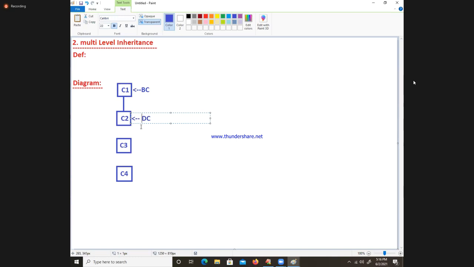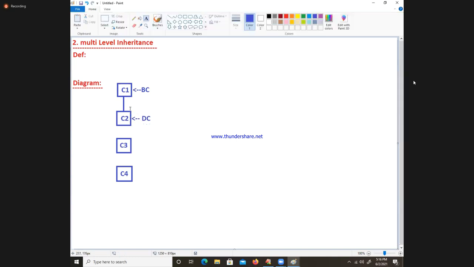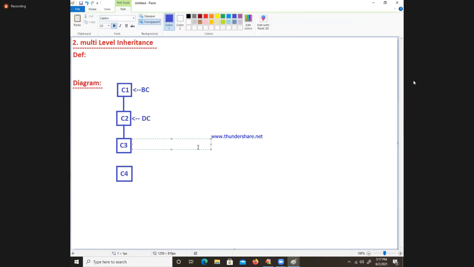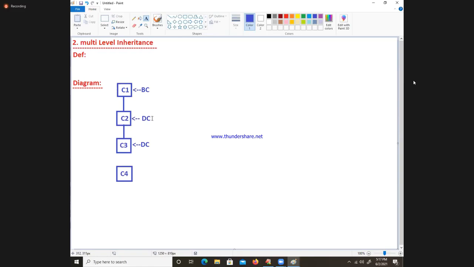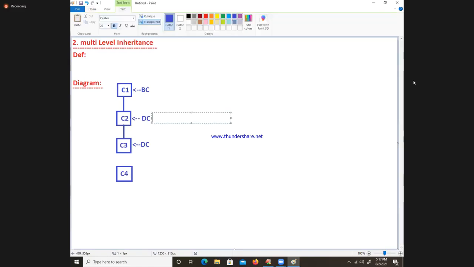Okay, sir, we understand, sir. Now, forget about BC once, ma. Forget about C1, and C2 and C3 you see. C2 and C3 only you see. Then C3 is called what? A derived class. C3 is called a derived class. But here C2 is called what class? It is a base class.